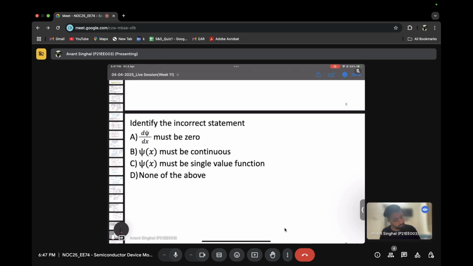Okay. It says identify the incorrect statement. Yeah, this should not be zero. This should be continuous only. Because if the slope is zero, then basically psi is constant, right? It is not. It is a function of position or time. Makes sense. So it should be continuous, it should be single valued, and yeah, so incorrect is A.